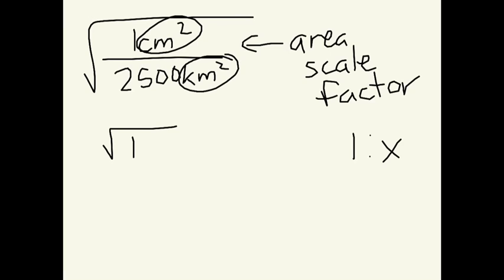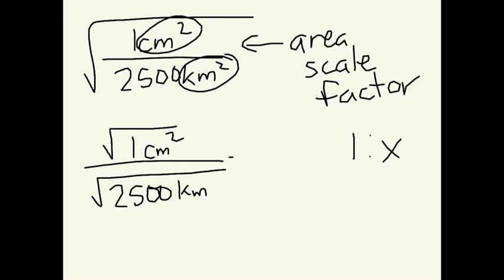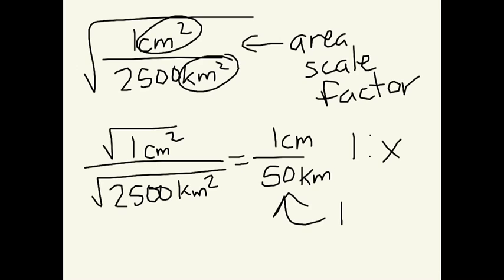So it's the square root of 1 all over the square root of 2,500. The square root of 1, of course, is just 1. The square root of 2,500 is 50. Putting in the units, it's 1 centimeter on the top and 50 kilometers on the bottom. This here is your linear scale factor, so your ratio is going to be 1 to 50.